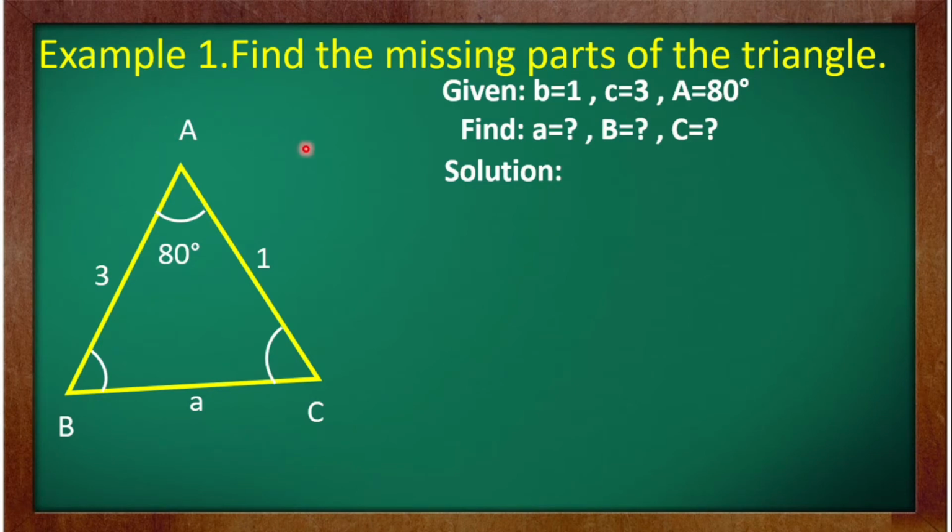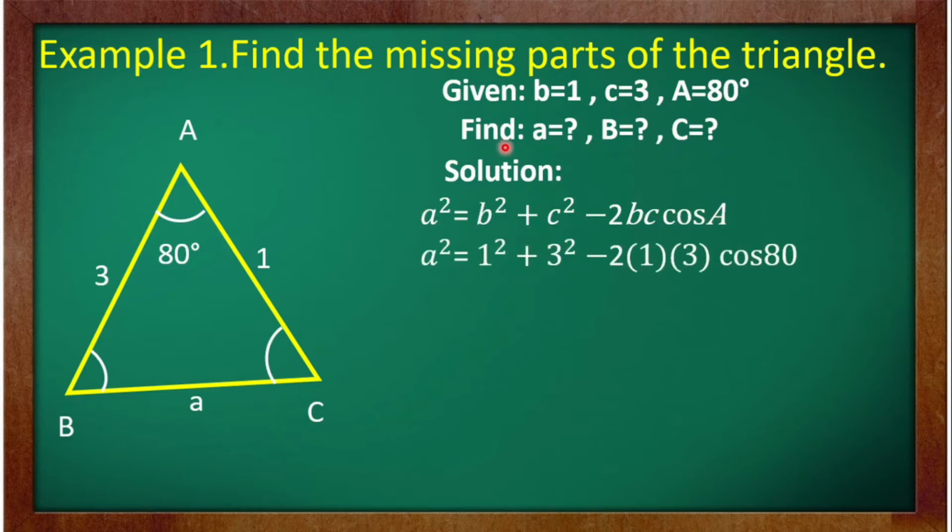Example number 1. Find the missing parts of the triangle. Given side B which is 1, side C which is 3, and angle A which is 80 degrees. So this is side angle side. Then find side A, angle B, and angle C. So ang gagamitin natin formula in order to solve for side A is a squared is equal to b squared plus c squared minus 2bc cosine A. Mas madali nating mahanap yung side A dito if etong formula na to ang gagamitin natin.